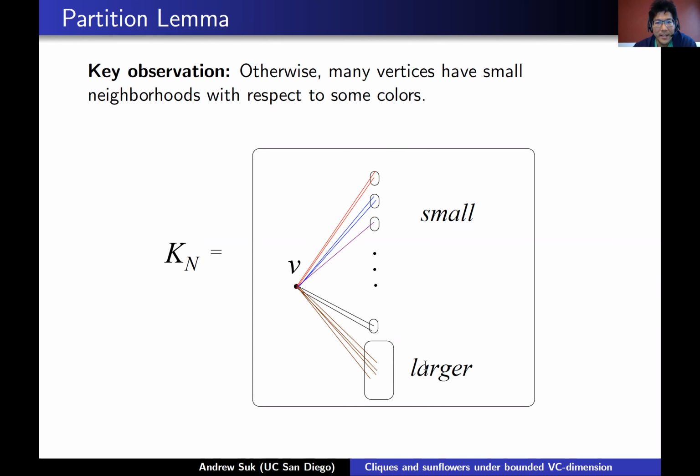And so basically you can just keep iterating this argument, and after roughly log star n times, you'll be able to conclude that these large neighborhoods here actually have size constant times n.